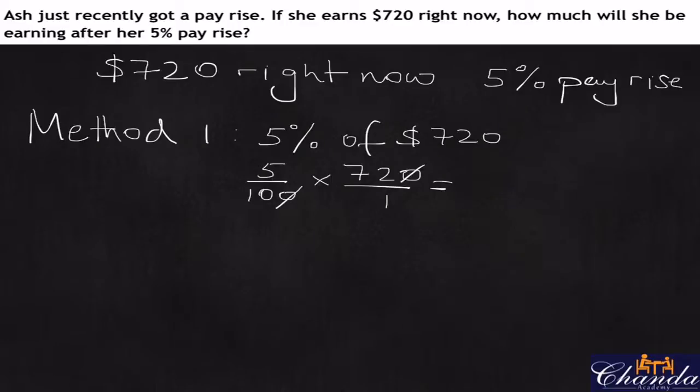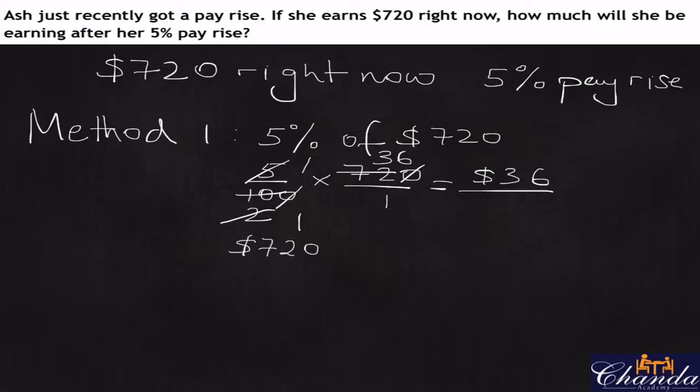The zeros get cancelled out here. Then we have 5 goes into 5 once, 5 goes into 10 twice, and then we have 2 goes into 2 once, and 2 goes into 72, 36 times. So 5% of 720 is $36. So basically, she's getting a pay rise of $36. So if she was earning $720, she's now earning 720 plus 36, which is simply $756.